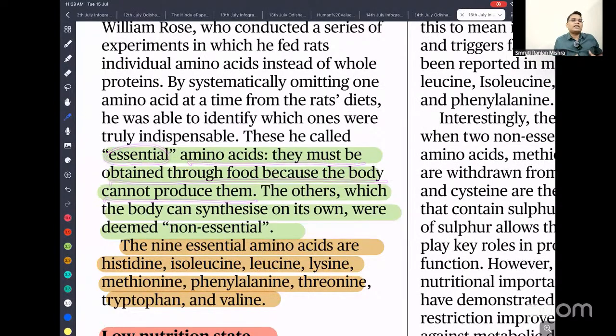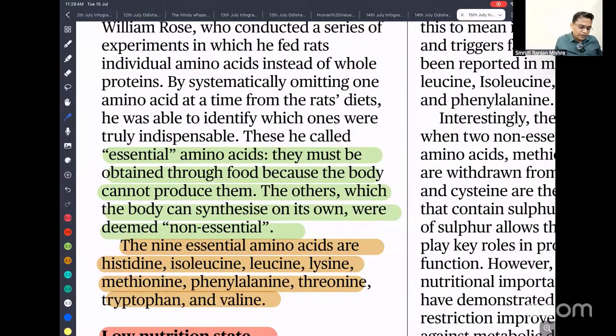So essential amino acids are very essential, and they cannot be produced by our body. So we have to take them through food so that it supplies them. The others, which the body can synthesize on its own, were deemed non-essential. That means they can be produced by the body on its own. So there are 9 essential amino acids, so just study them.